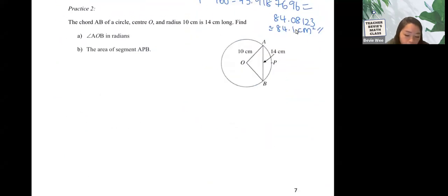The chord AB, center O, radius 10, is 14 cm long. So this is the chord. I want to find angle AOB in radian. So this is not talking about arc length. This is not talking about area of sector. This has nothing to do with the formulas. All right, so is this cosine rule or sine rule?